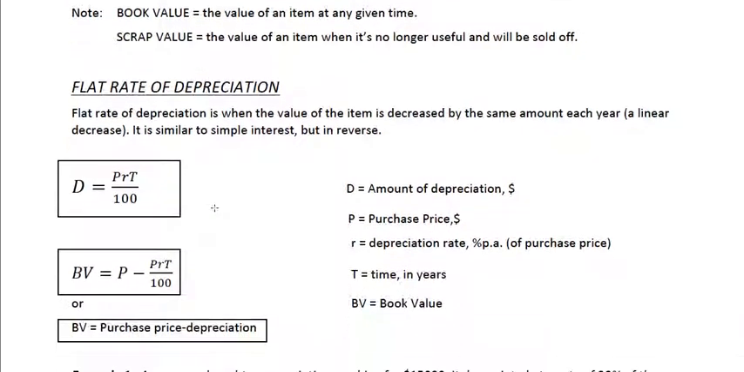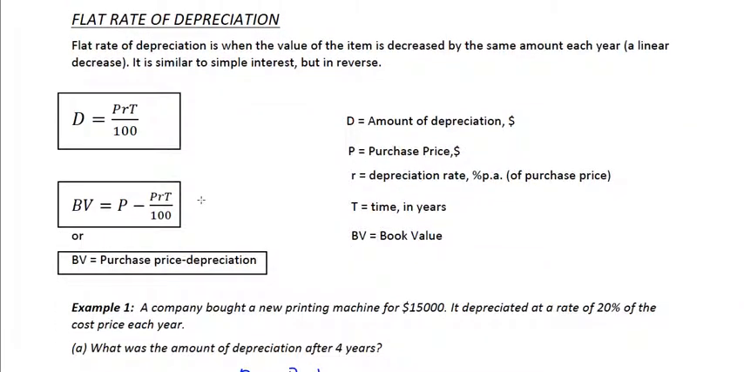First, we'll look at flat rate of depreciation. Like I said, it's very similar to simple interest, but just the reverse is happening. Instead of earning the interest or being charged this interest over time, we're looking at this depreciation being reduced, so it's being subtracted from the purchase price of the item. You'll see here that the formula, PRT over 100, is exactly the same as the simple interest formula, but of course this is looking at the amount that will be subtracted rather than the amount that will be added. So that's how we find the depreciation.